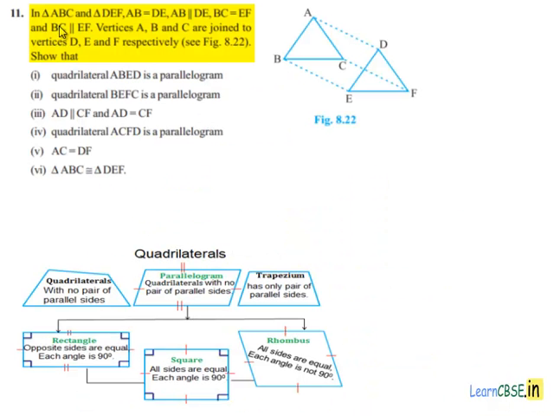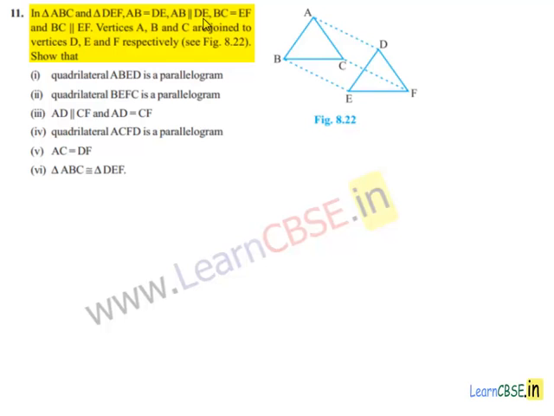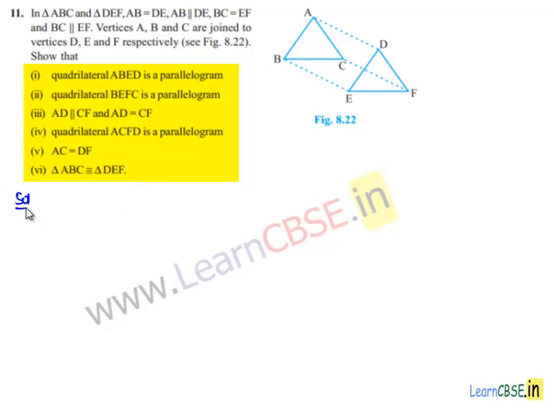Moving on to the 11th question. In triangle ABC and triangle DEF, AB is equal to DE and AB parallel to DE, BC is equal to EF and BC is also parallel to EF. Vertices A, B and C are joined to vertices D, E and F respectively. Show that quadrilateral ABED is a parallelogram, quadrilateral BEFC is a parallelogram, AD parallel to CF and AD is equal to CF, quadrilateral ACFD is also a parallelogram, AC is equal to DF, and 6th, triangle ABC is congruent to triangle DEF. Now in order to prove this, let us move on to the solution.